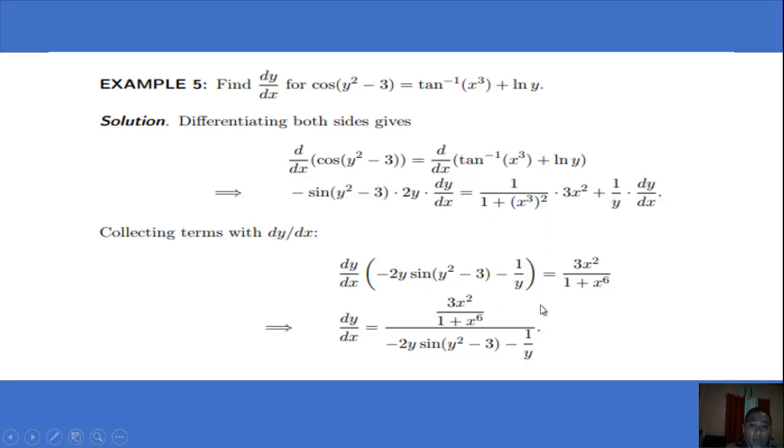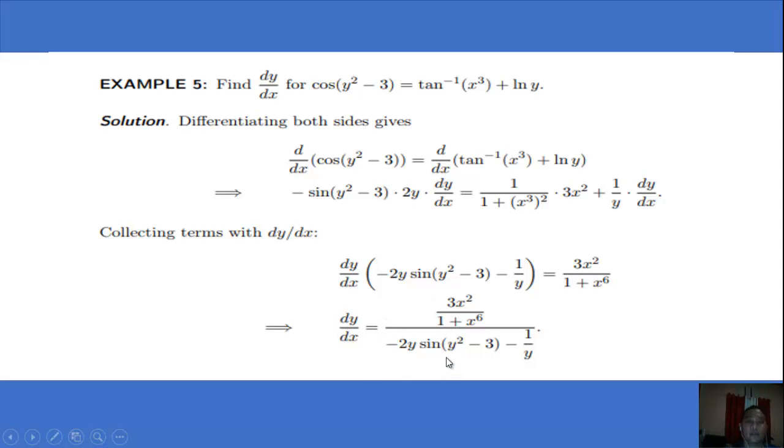I-divide natin siya sa negative 2y sin y squared minus 3 minus 1 over y, both sides. Then you will get 3x squared over 1 plus x to the 6 all over negative 2y sin y squared minus 3 minus 1 over y. And that is your dy dx.